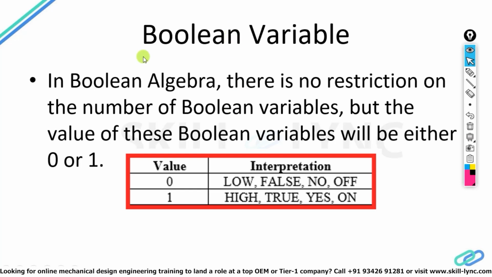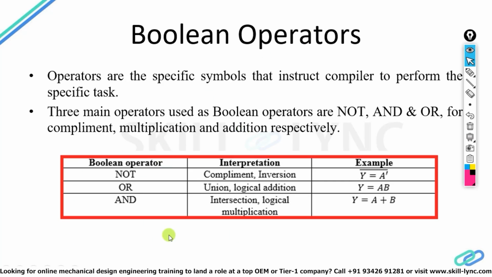Although there are no restrictions on a Boolean variable, the values will remain two, 0 and 1. As I have told you earlier also, 0 means low, false, no, off, whereas 1 stands for high, true, yes and on. Operators will remain the three: AND, OR, NOT. NOT is also known as complement or inversion, meaning if you give input A, you will get A bar. OR means you are just adding two numbers, and AND is multiplication.